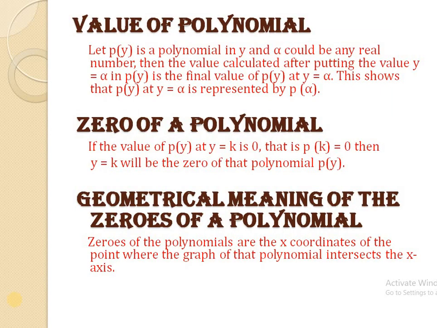Now, next thing is value of a polynomial. How to find the value of a polynomial? So, let us see the definition. Let p(y) be a polynomial in y and alpha could be any real number. Then the value calculated after putting the value y equal to alpha in the given p(y) is the final value of p(y) at y equals alpha. This shows that p(y) at y equals alpha is represented by p(alpha).